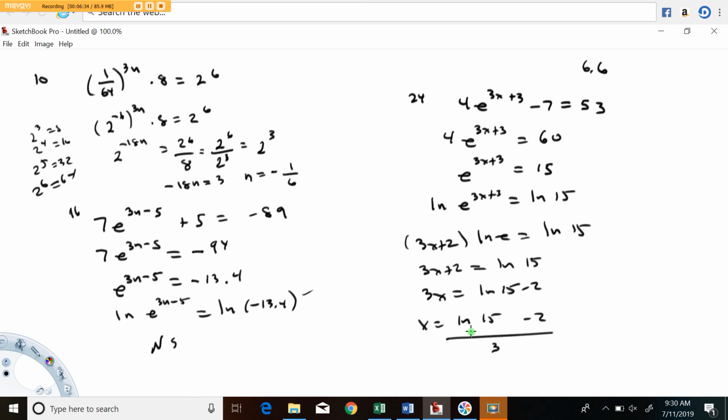Keep in mind this is not the natural log of 15 minus 3. It's the natural log of 15, that number, minus 3. And then divide by 3. I'm going to see if I can get a value for that. Natural log of 15 minus 3. For the top number, I get 0.708. Divide by 3. 0.236. I'm just going to round that to say approximately 0.24.